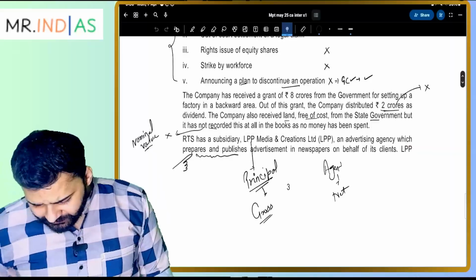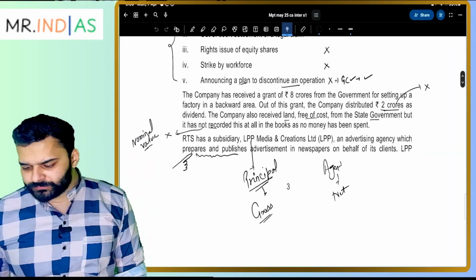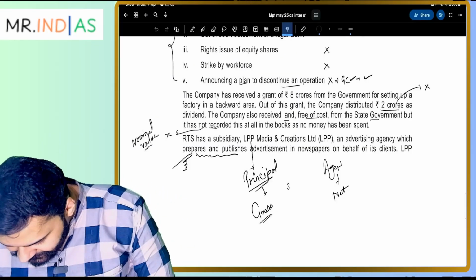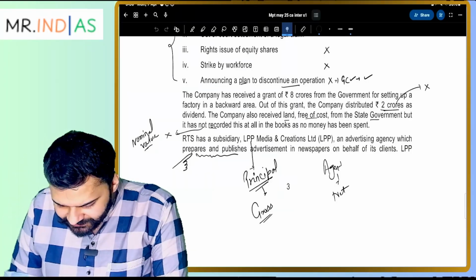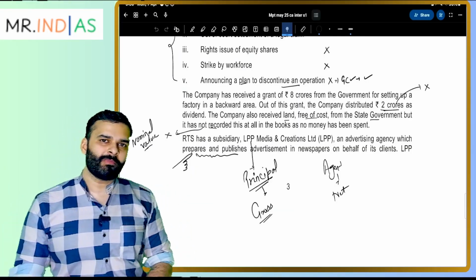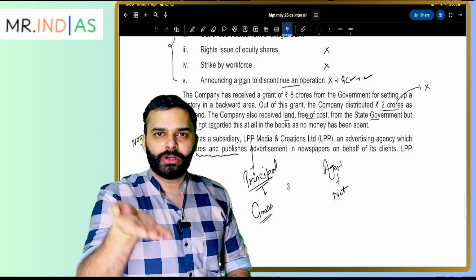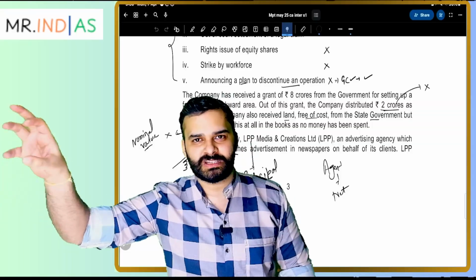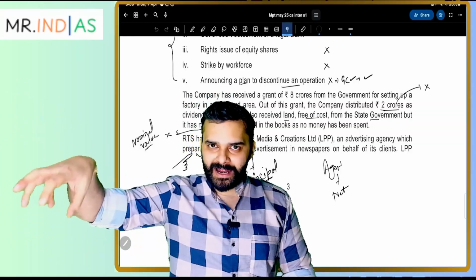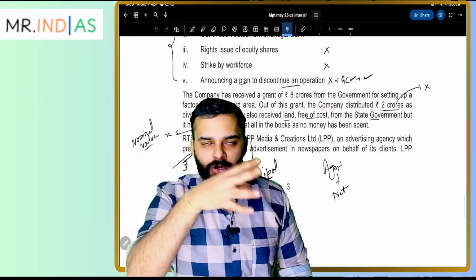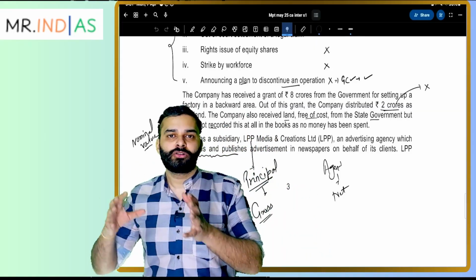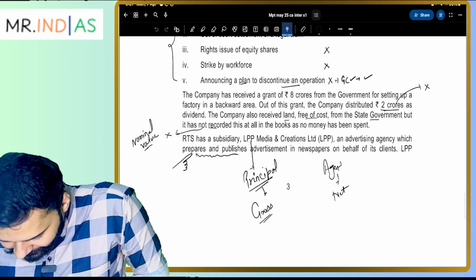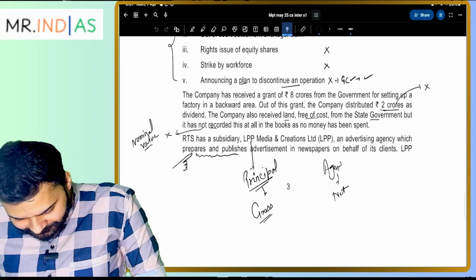Okay. The company received a grant of 8 crore from the Government of India for setting up a factory in a backward area. Out of this grant, the company distributed 2 crores as a dividend. Is it right to do? Government gave you 8 crore because you came to the backward area and invested in a factory, but you distributed 2 crore rupees out of that fund to your shareholders, your owners. It is wrong utilization of funds. That the 2 crore distribution as a dividend is not a right act, it's a wrong act.